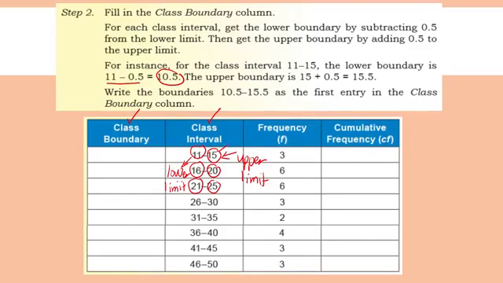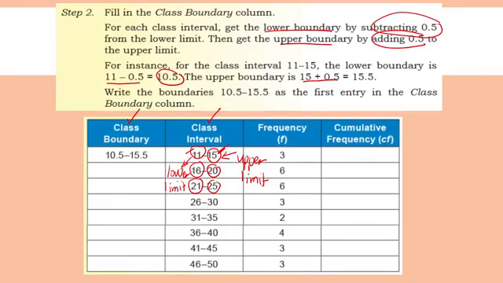Now, to get the upper boundary, you focus on the upper limit, this 15. What is 15 plus 0.5? So, meaning, to get the upper boundary, you add 0.5. To get the lower boundary, subtract 0.5. Okay? So, what is 11 minus 0.5? Section Garnet, what is 11 minus 0.5? 10.5. What is 15 plus 0.5? Oh, there you go. That is now the class boundary, the first class boundary.